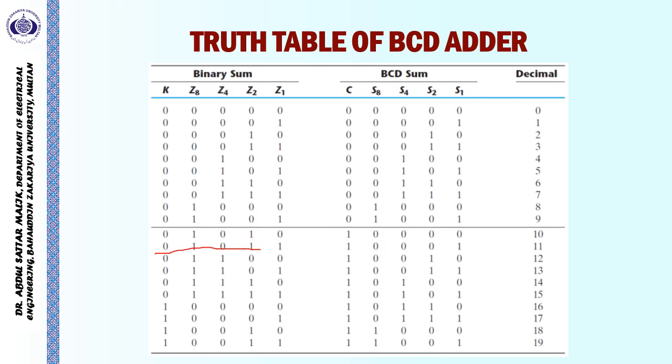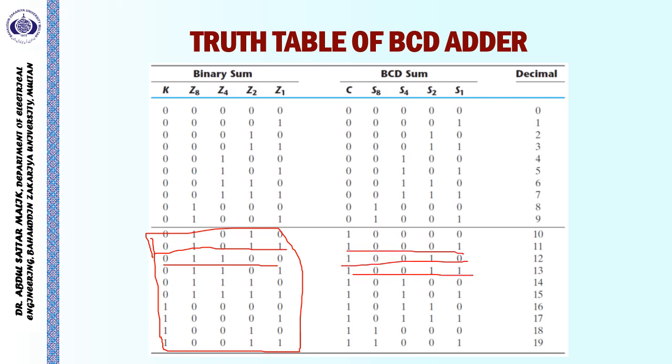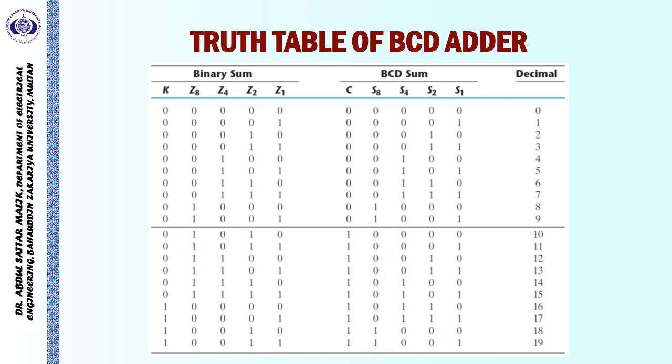Similarly, if it is 11 or 12 or 13, all these are the binary sum of two BCD numbers. These are the equivalent. This is the 12, this is the 13, this is BCD 14, and so on. This is BCD 19. So this is the binary sum 19 and this is the BCD sum 19.